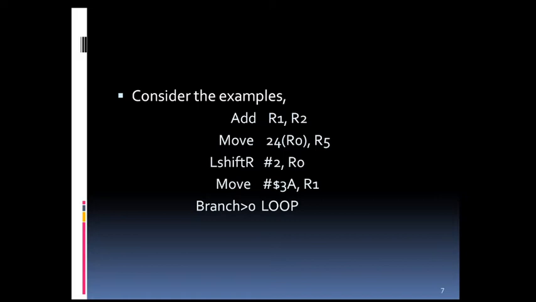Next, consider the instruction move 24(R0), R5. This requires 16 bits to denote the opcode and the two registers, and some bits to express that the source operand uses the index addressing mode and that the index value is 24. The number 24 here is an immediate value, the index value.